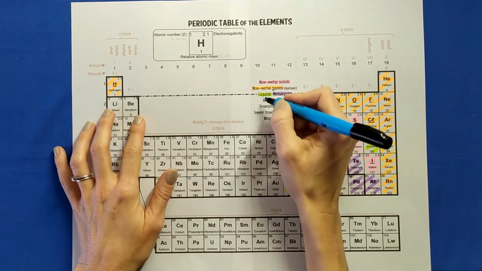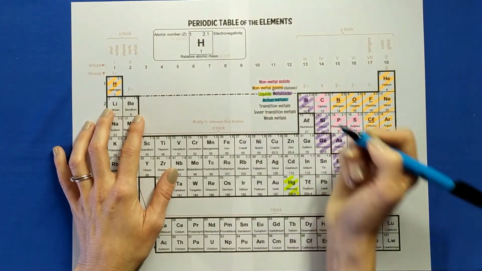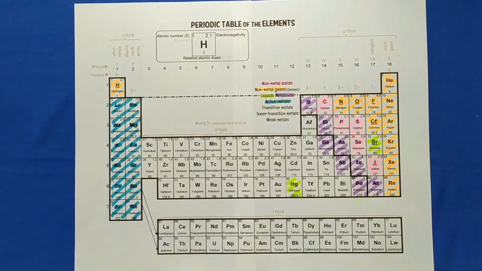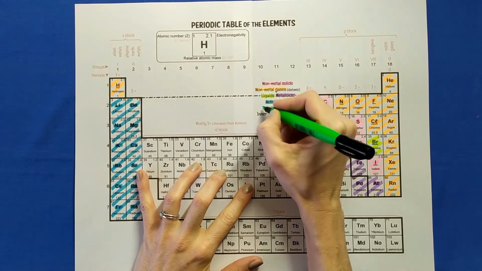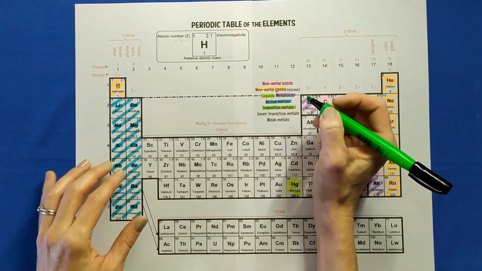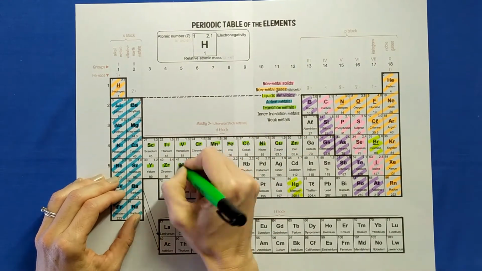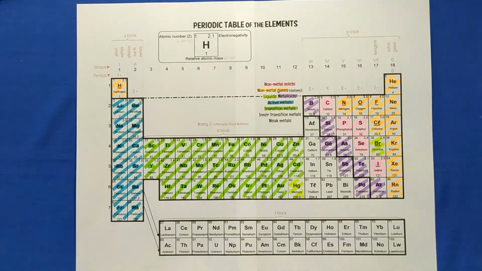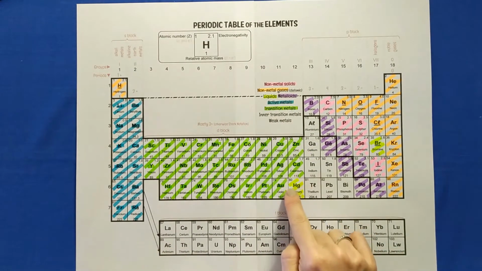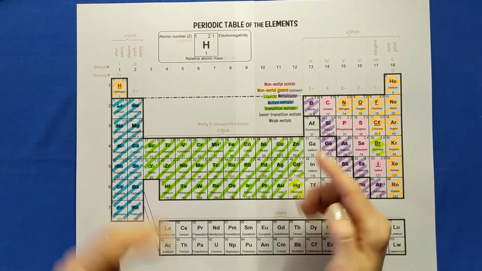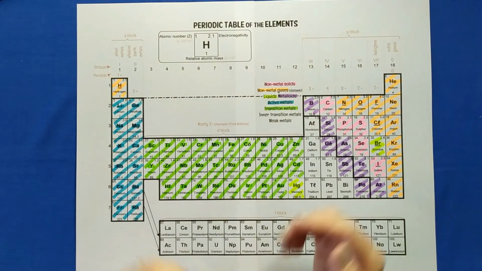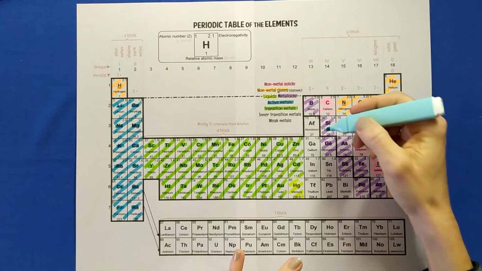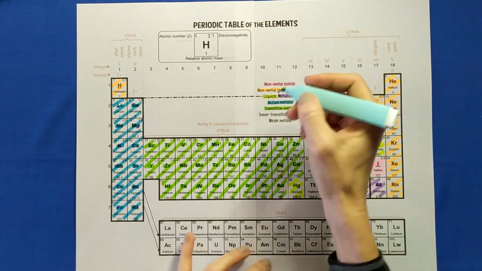Now let's do the active metals. I'm going to use blue. Now let's do the transition metals in the middle. I'm going to use green. Remember, mercury is already colored because it's a liquid, but because of its position, it's also a transition metal. Now let's do the weak metals. They are still on the left side of the step, but they are the closest to it. I'm going to use light blue.